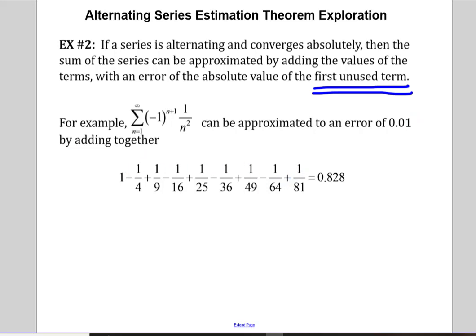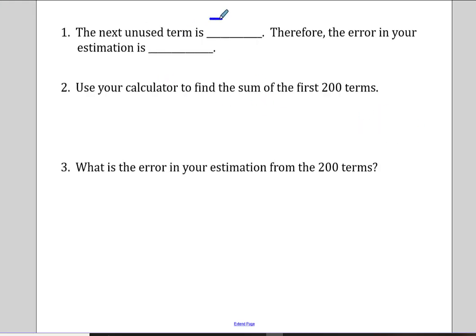The next unused term is going to be plus, minus, and so on, up to 1 over 9 squared. So our next unused term is going to be negative 1 over 100. That's where we're heading with that. It's going to be negative 1 over 100, and the error in our estimation is going to be less than 1 over 100. That's what we're going to try to show.